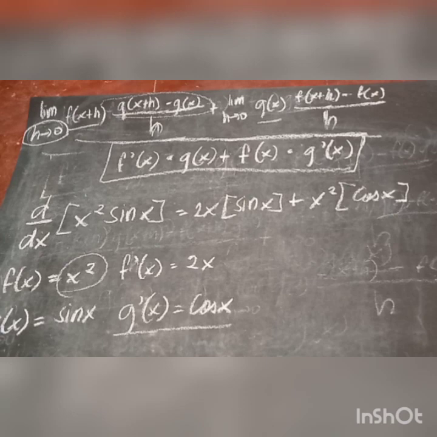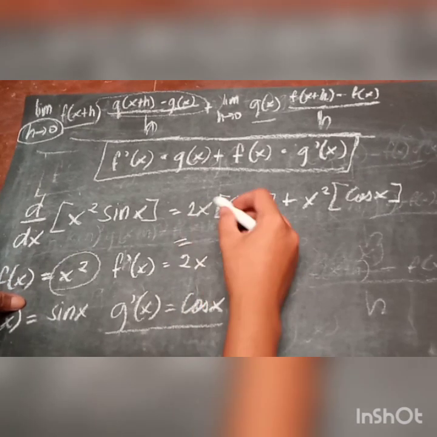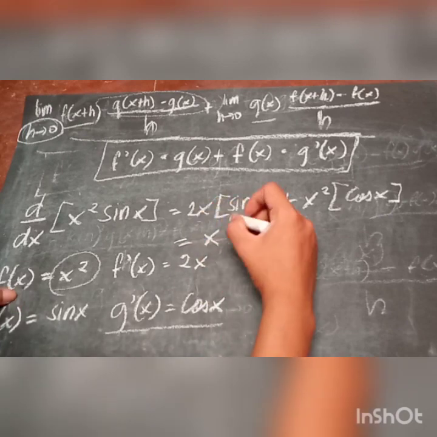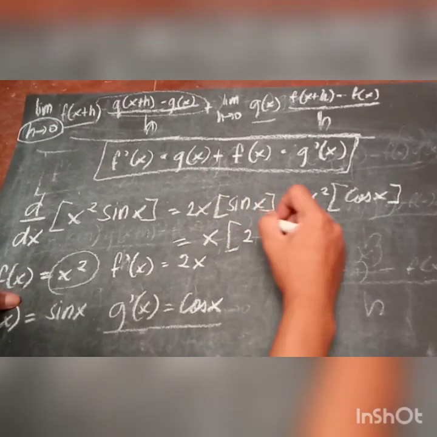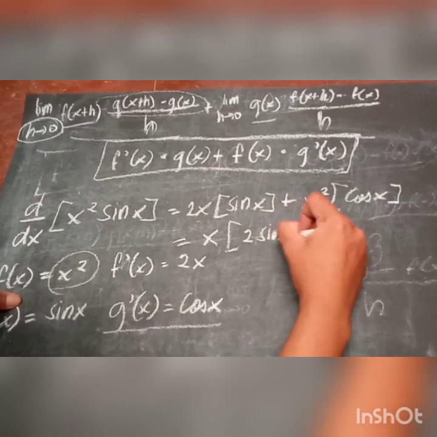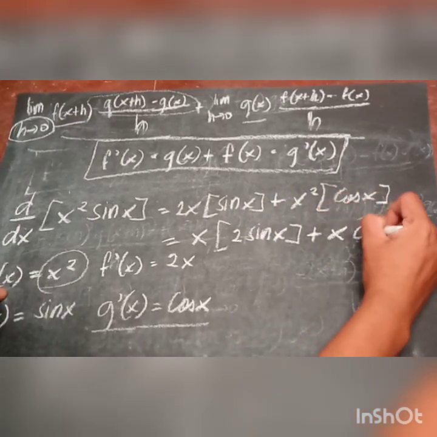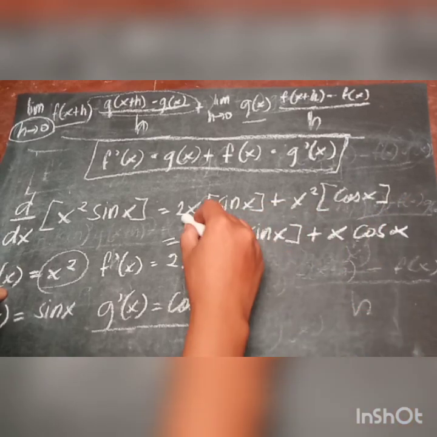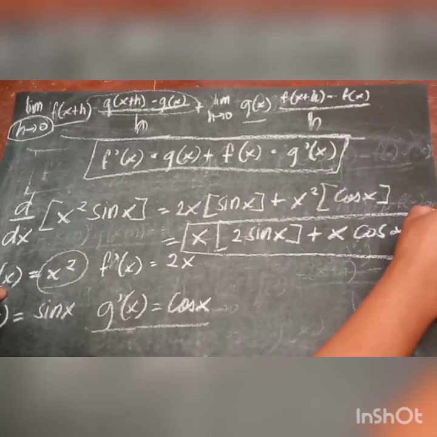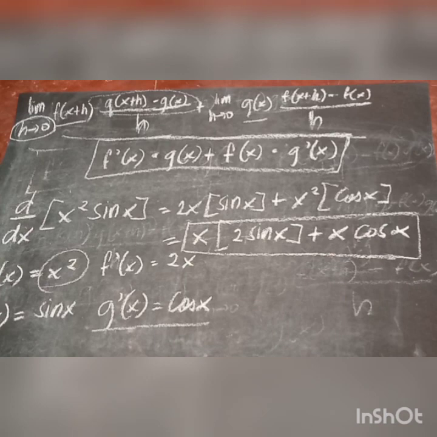And then we will now factor out the GCF. So we're left with x times 2 sine x plus x cos x, and that is the result of the derivative of x squared sine x.